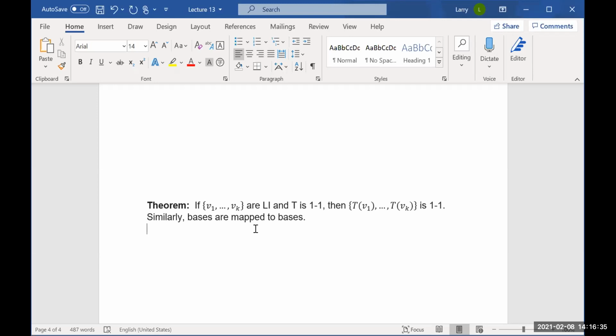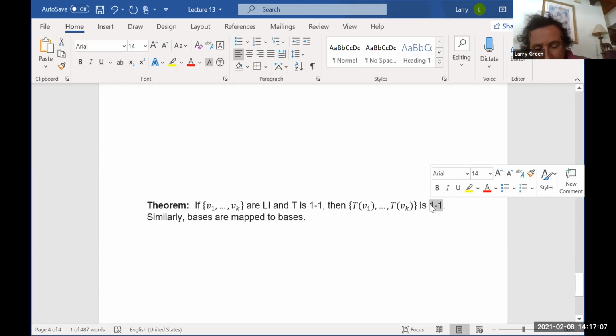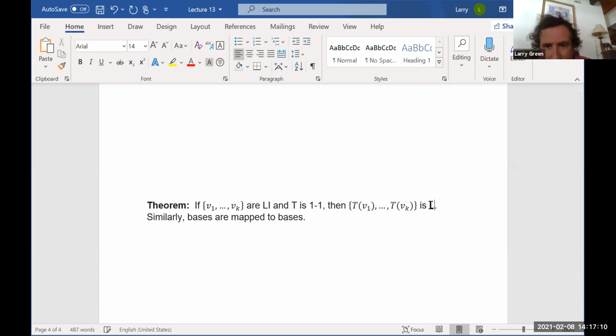We're trying to show that we still have 1-to-1. Again, you can never use what you're trying to prove in your proof. So let's go back. Wait, sorry, the first thing is there's a typo there. It should be linearly independent, not 1-to-1.